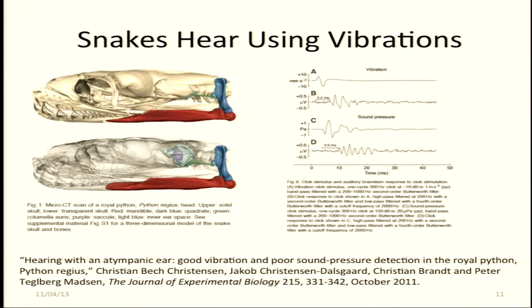So for finding prey, vibration was more useful because seismic waves propagate in the ground. And it turns out that in most natural habitats, a 100 hertz seismic wave is pretty common, and that's exactly the sensitivity of the python. 100 hertz is the vibration that they like to sense.